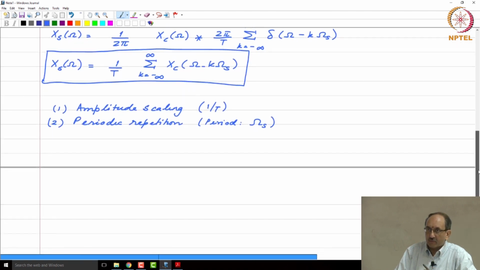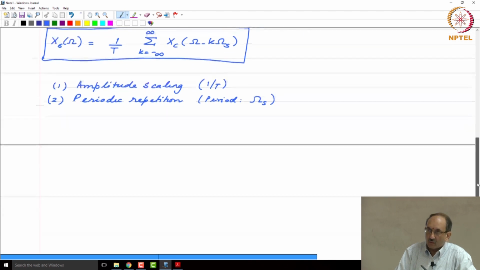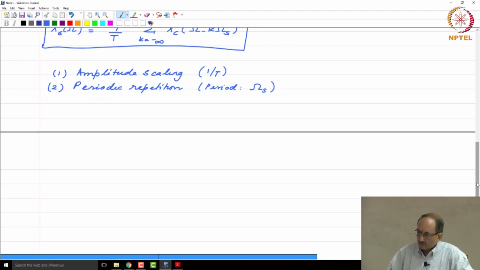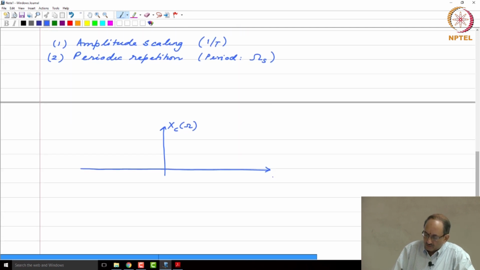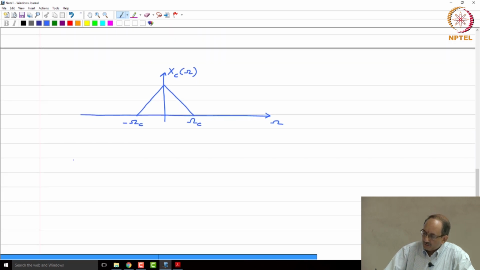So, again this is all a recap, going over what you have learnt in sampling earlier, and the picture that is normally associated with this is along these lines. So, you have Xc of omega, and this is capital omega, and you have a function something like this, between minus omega c and plus omega c. So, this is the Fourier transform of the given xc of t.